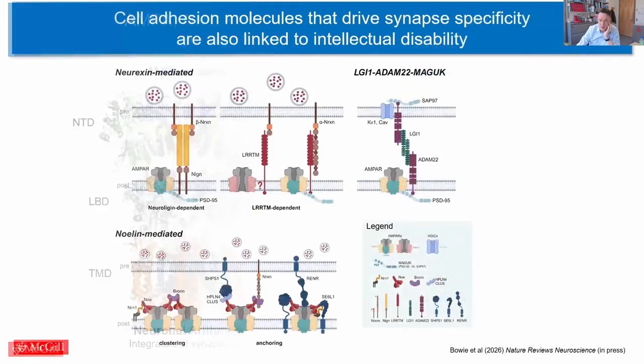And you can go beyond that. If you look at the cell adhesion molecules, here's a bunch of them that we put together in this review. Probably the most commonly cited is the neurexin-neuroligin interaction that helps form the specificity of glutamatergic and GABAergic synapses. Missense mutations in these proteins also cause intellectual disability.